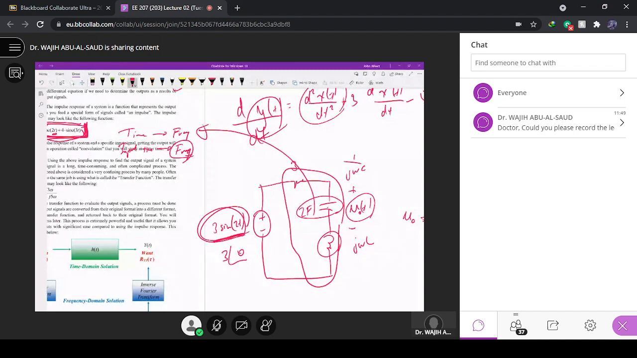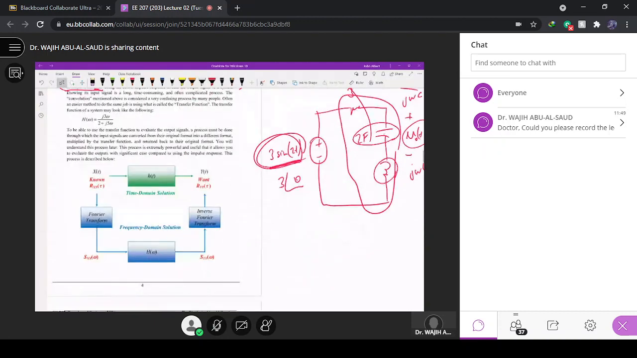We worked on the system in frequency domain, and once we came up with an answer in frequency domain, we converted it back to time domain to come up with the answer. And basically, those two operations are.